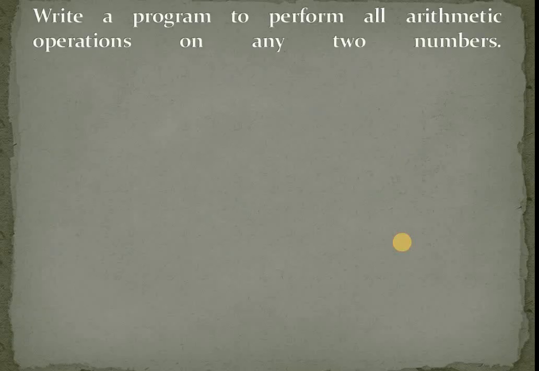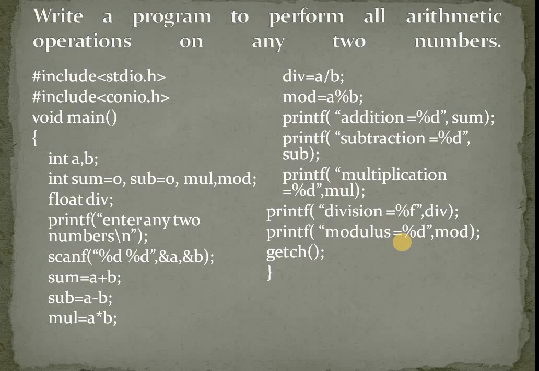Now we shall take an example. Write a program to perform all arithmetic operations on any two numbers. So here is the given program. Initially we have to write the link section. We are going to link two header files, stdio, that is standard input output, and conio, console input output header files. Start the program with void main, open curly bracket. This will start the body of the program.